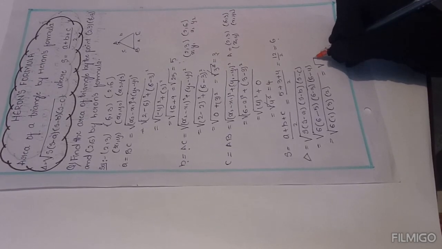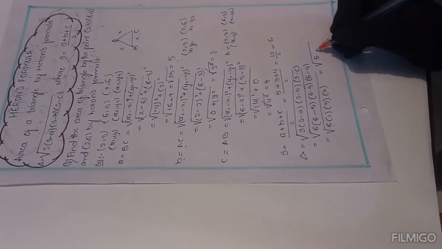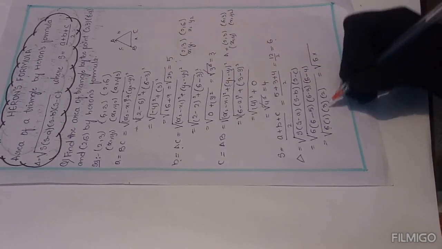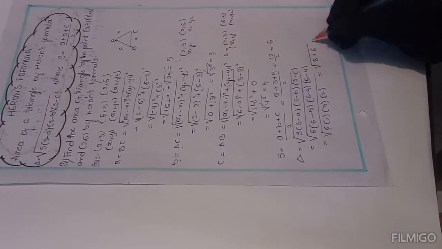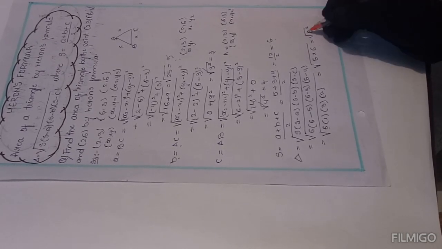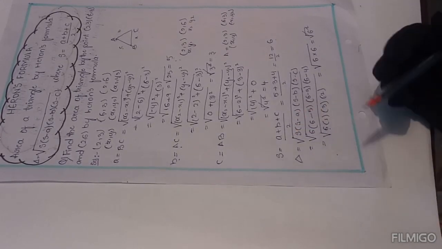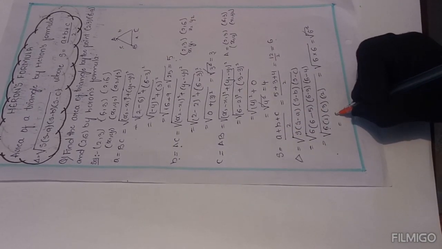which is equal to under root of 6 into 1, into 6 into 3, into 2, which is equal to 6. It can be written as 6 square. The square root gets cancelled, hence the area of the triangle is equal to 6 unit.